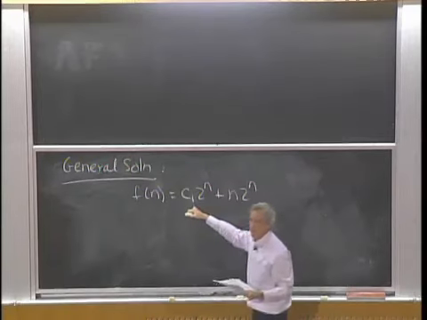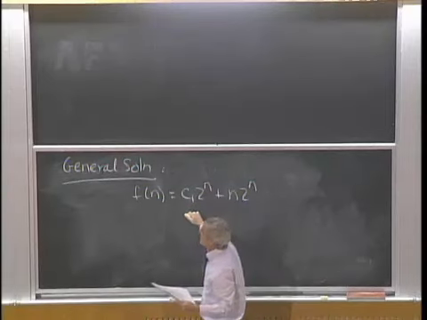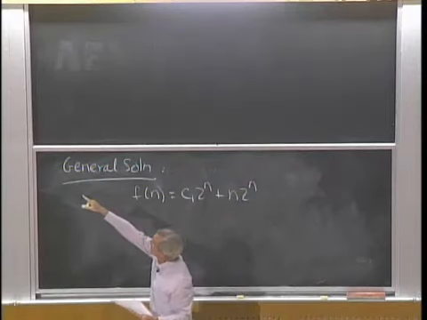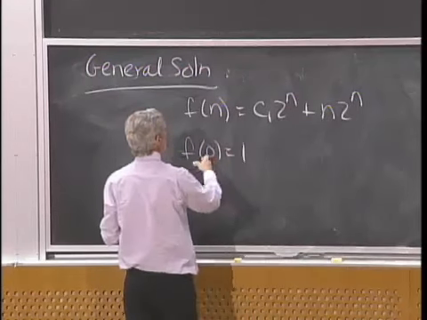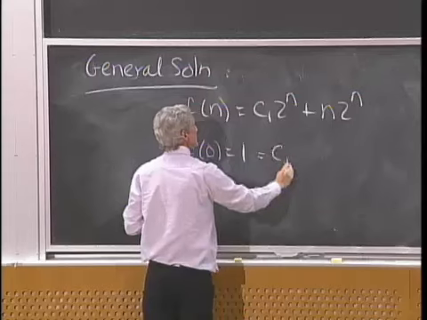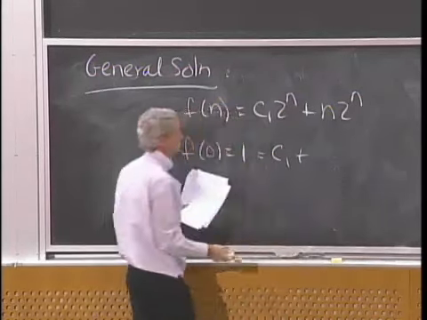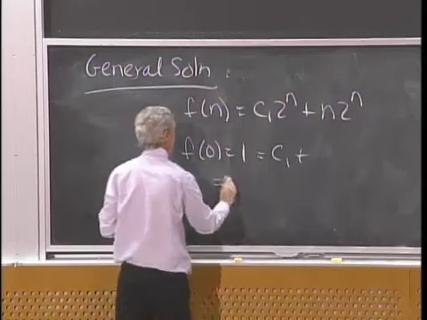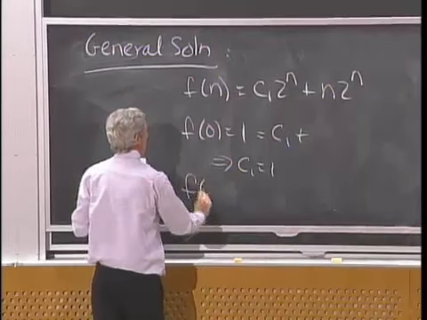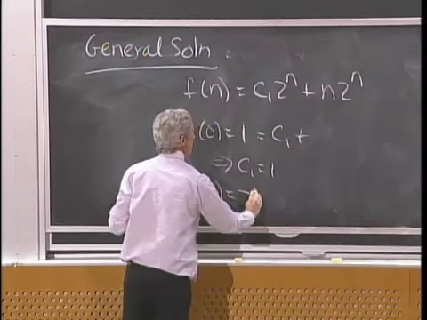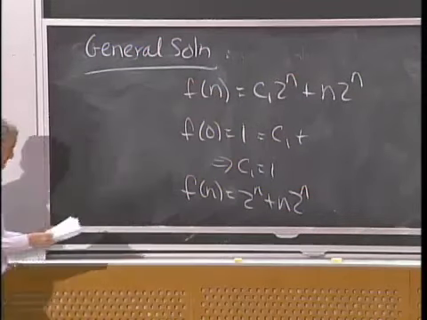How do I figure out what c1 is? Plugging in the boundary condition. f of 0 equals 1. Plug in 0, I get c1 2 to the 0 plus 0. Oh, that's pretty easy. c1 equals 1. So I now have the final answer. f of n equals 2 to the n plus n 2 to the n. All right? Any questions?